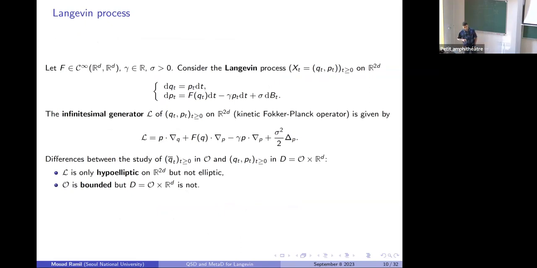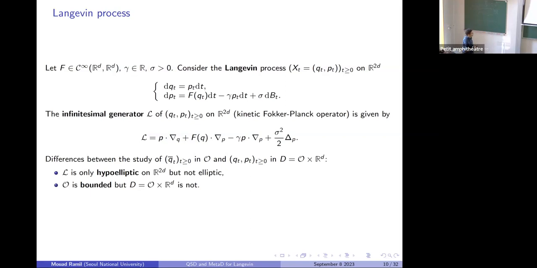And in this case, the infinitesimal generator writes as follows. So you have some transport terms, so the velocity, scalar product, and the position. And here you have a bunch of derivatives in velocity. So the main difference with the overdamped case is that this generator is only hypoelliptic, it is not elliptic. So all the results regarding smooth regularity at the boundary of solutions to the kinetic Fokker-Planck equation do not apply here. So you have to use another set of methods.